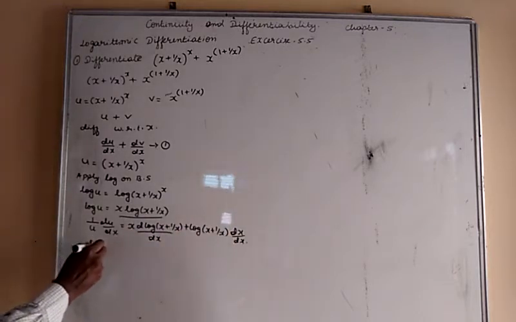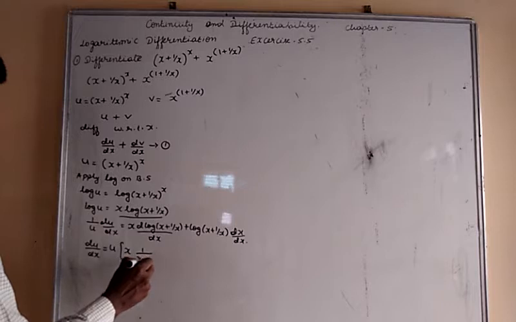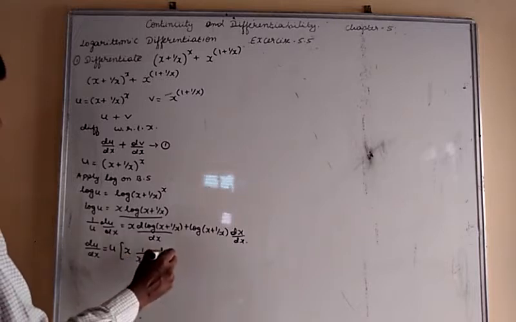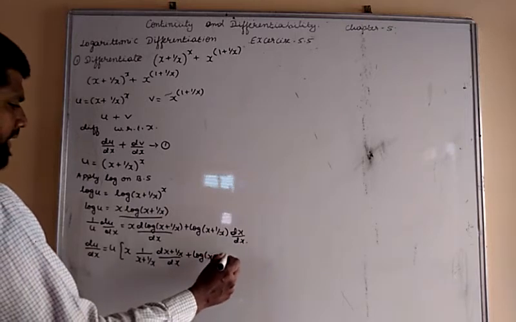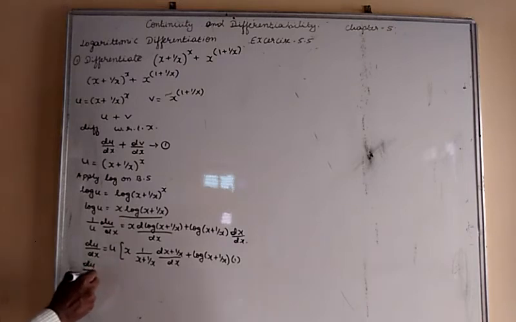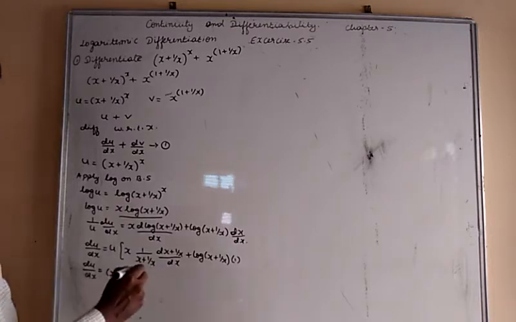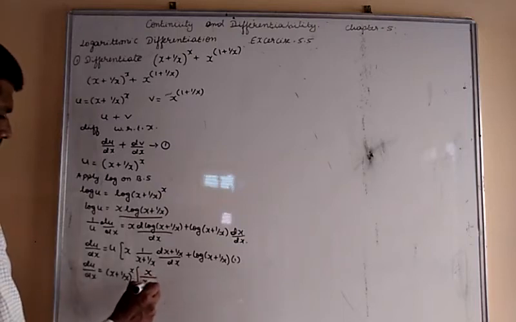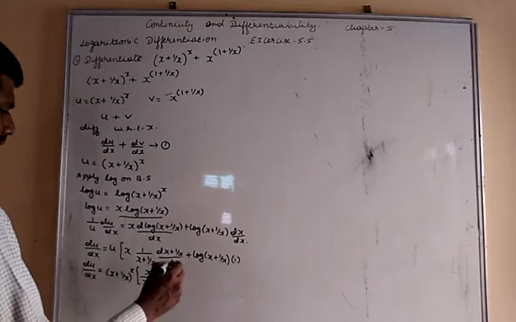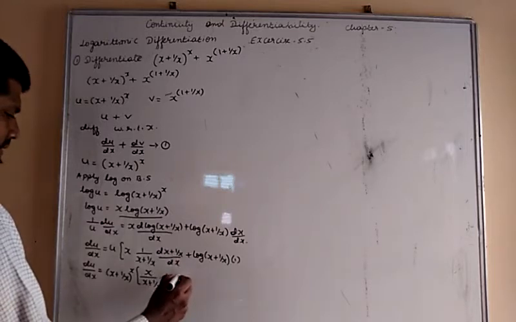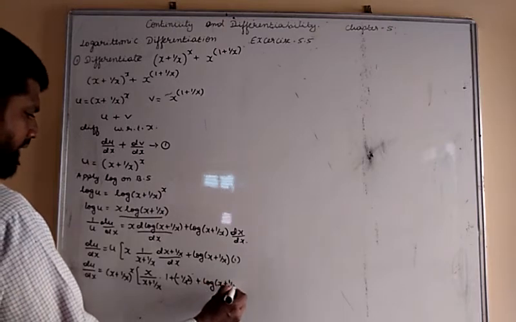Then du/dx = u into [x. The log x differentiation is 1/x, so 1/(x + 1/x), into the differentiation of x + 1/x, plus log(x + 1/x) into the differentiation of x, which is 1]. So du/dx = (x + 1/x)^x into [x/(x + 1/x) into (1 - 1/x^2), since the differentiation of x is 1 and of 1/x is minus 1/x^2, plus log(x + 1/x)].